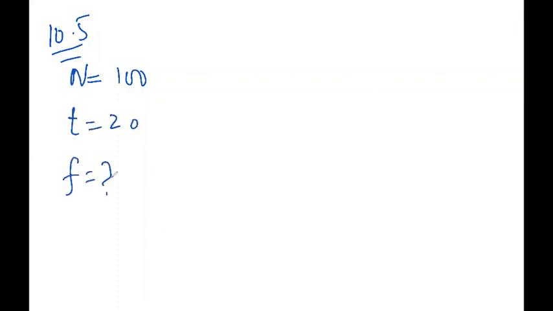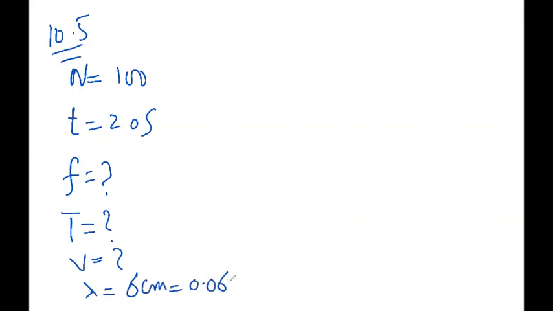10.5. If 100 waves pass through a point of medium in 20 seconds, the number of waves is 100 and the time for 100 waves is 20 seconds. Determine its frequency, time period, and velocity when the wavelength is 6 centimeter, which is 0.06 meter.